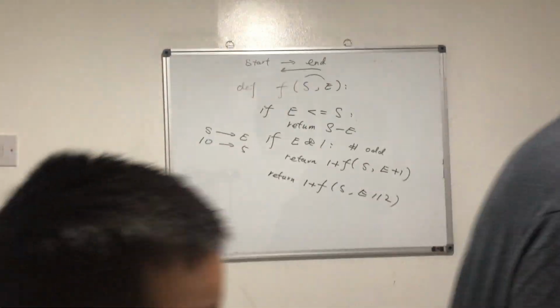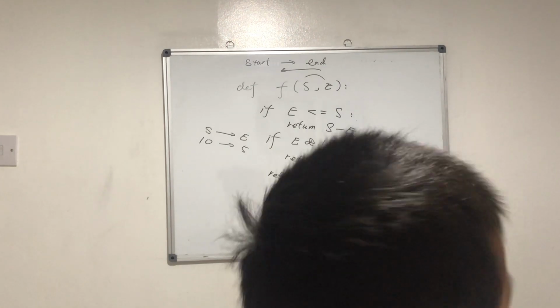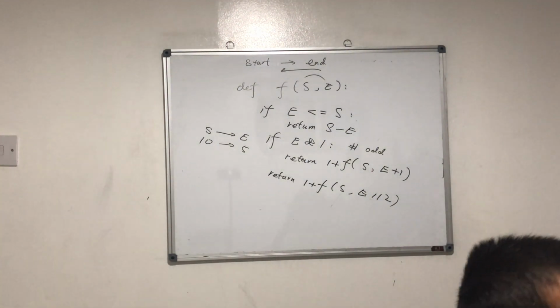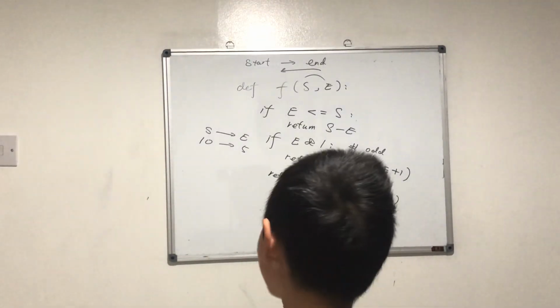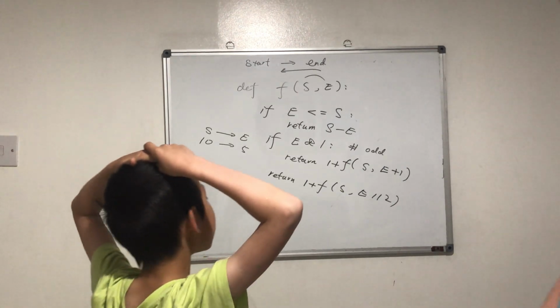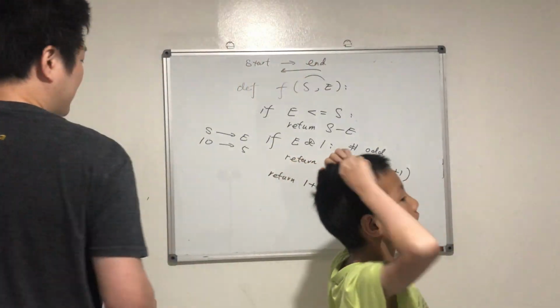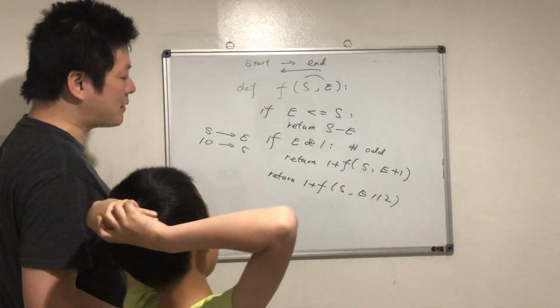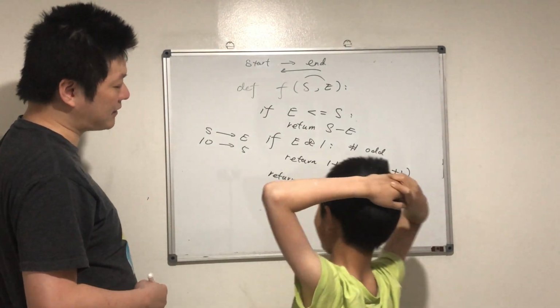So how many recursions are there? Can you tell me how many? Two. Yeah. What's the term, the complexity?